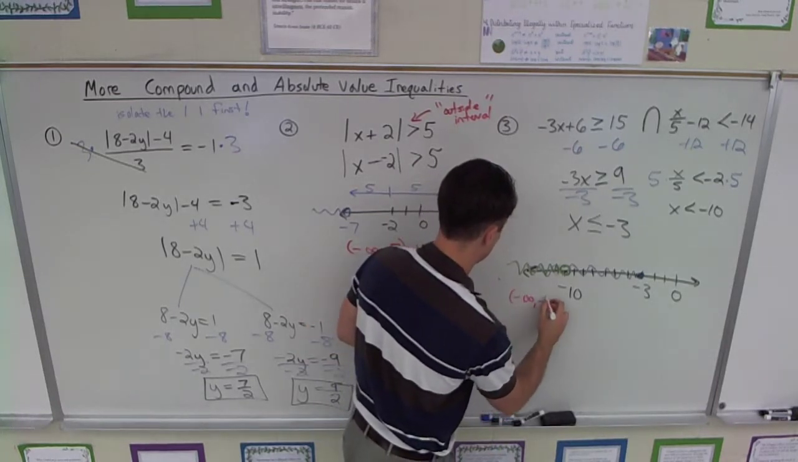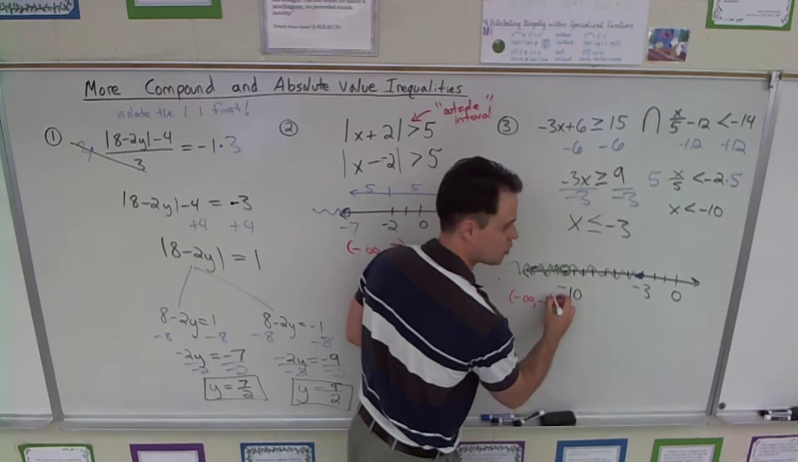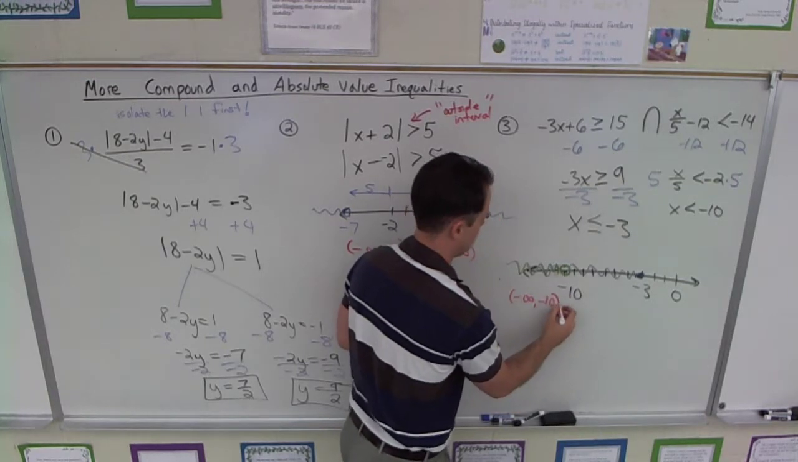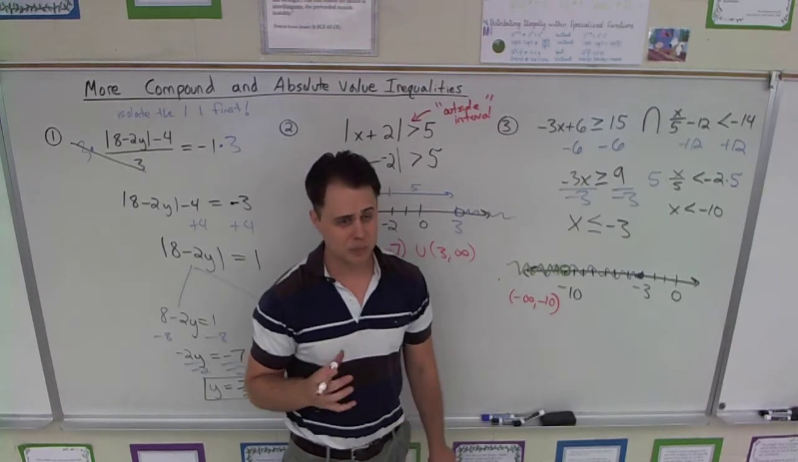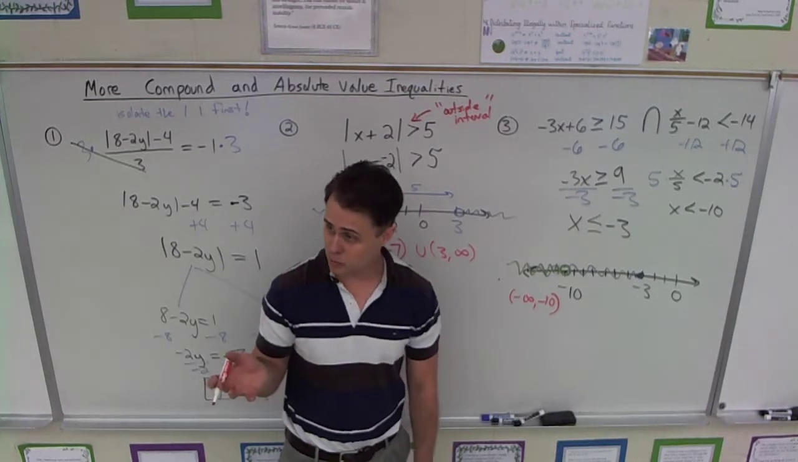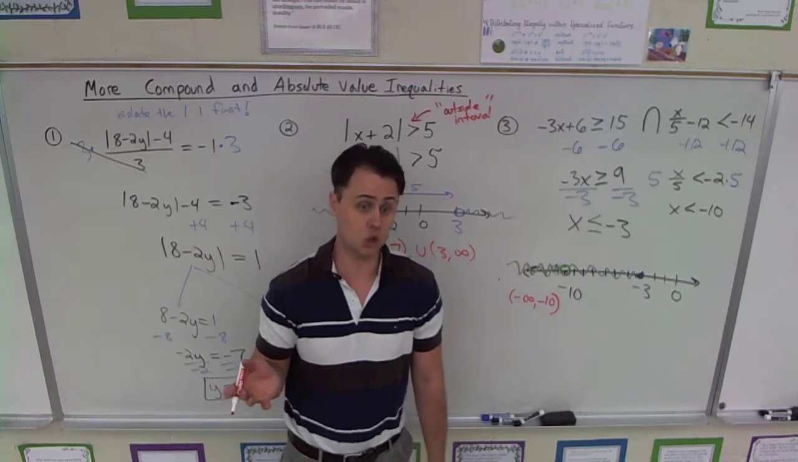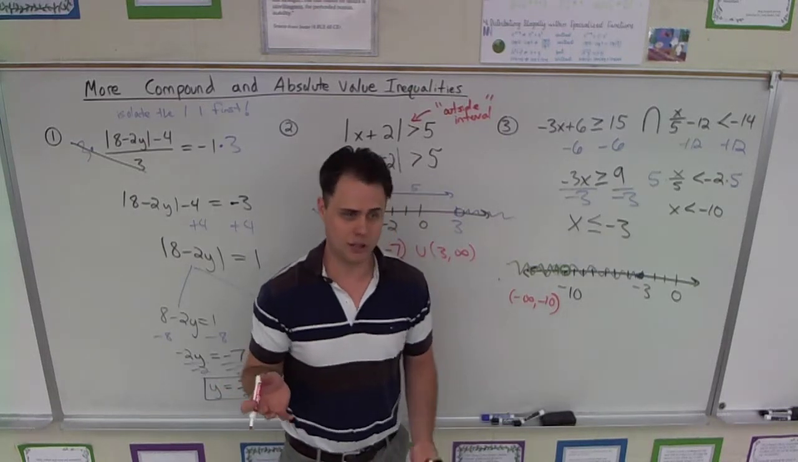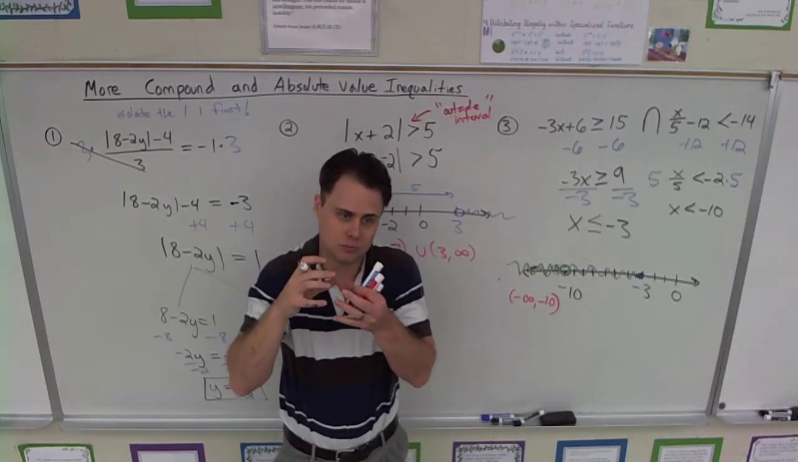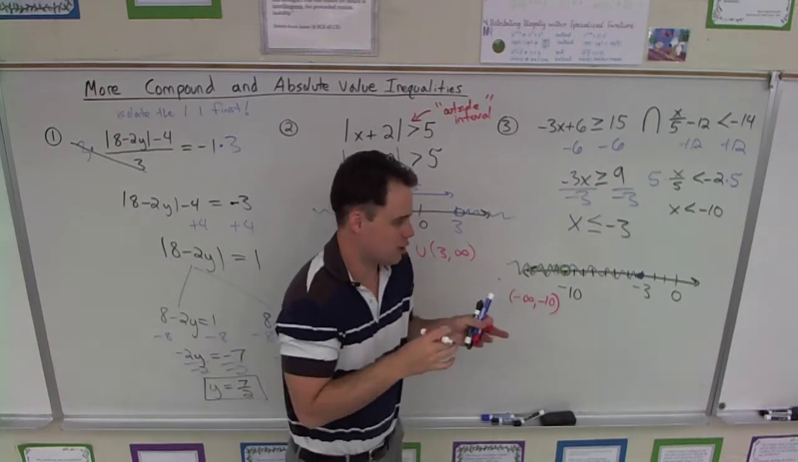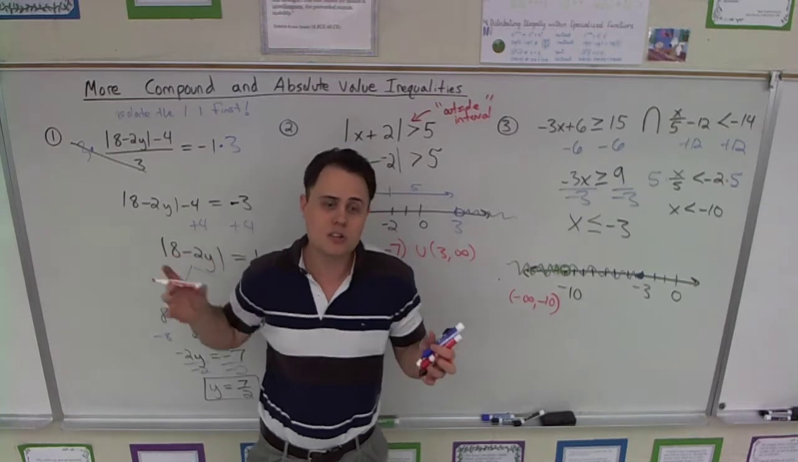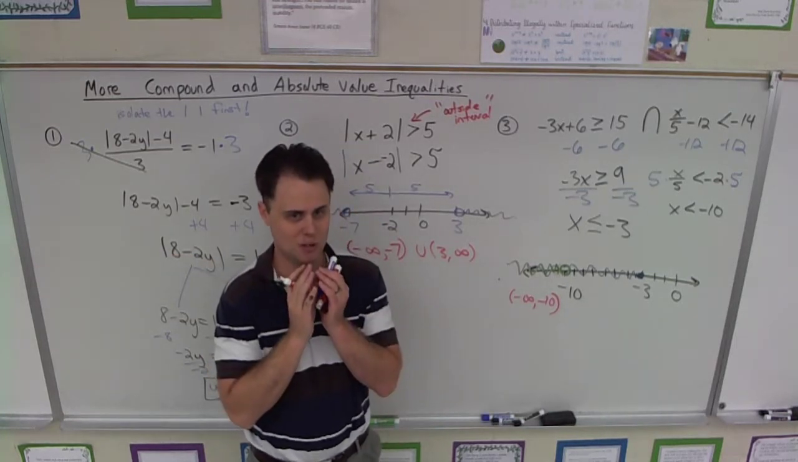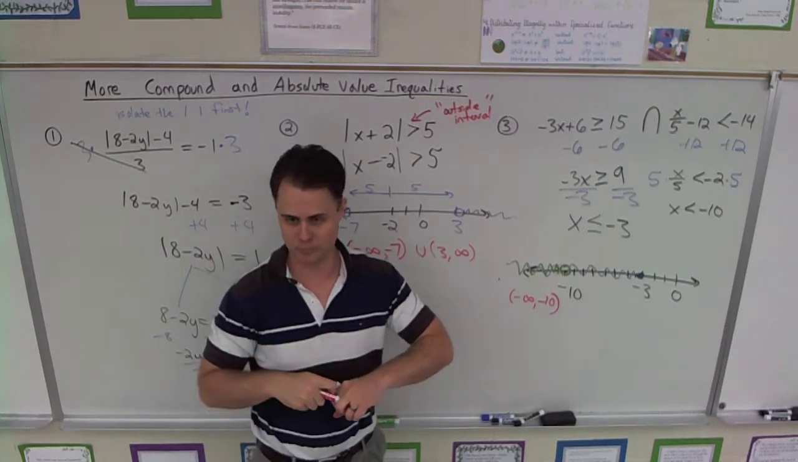Negative infinity to -10. Bracket or parenthesis? Parenthesis, because that's open. Now that's a little bit different, right? Remember the rule of thumb I taught you: if it's an intersection, usually it's going to look like a chunk. This is not really a chunk because it goes infinitely down that way. So that doesn't always work, but it does most of the time. And it's a good rule of thumb to remember.